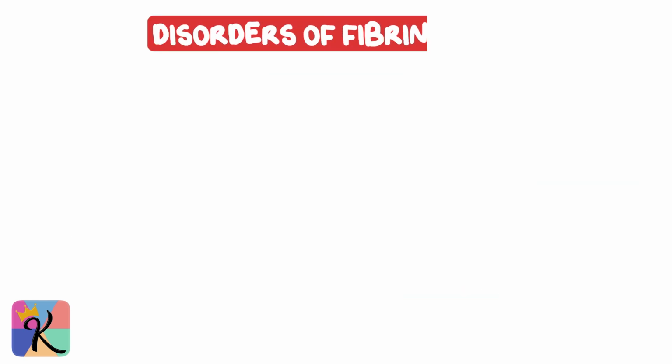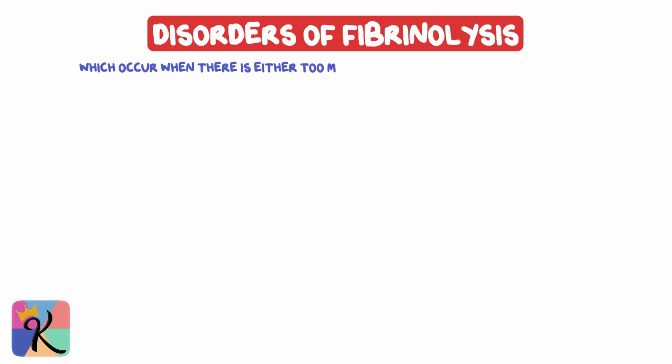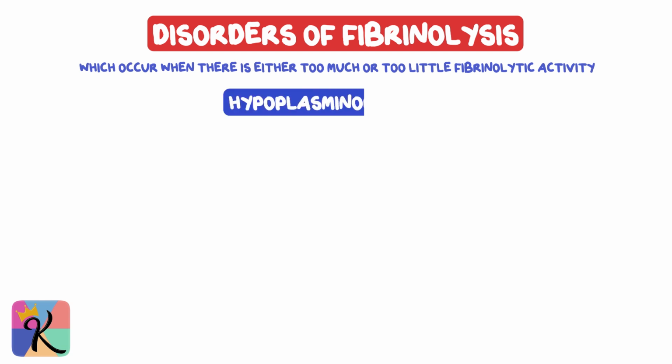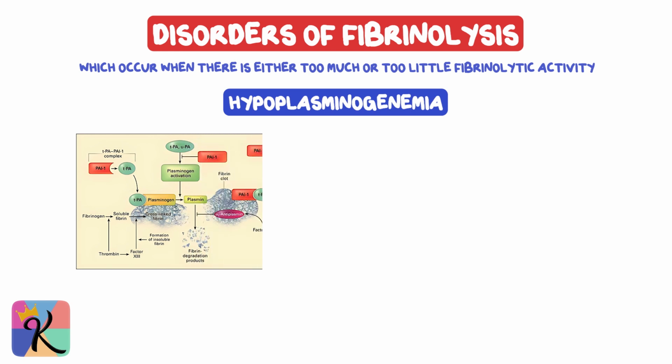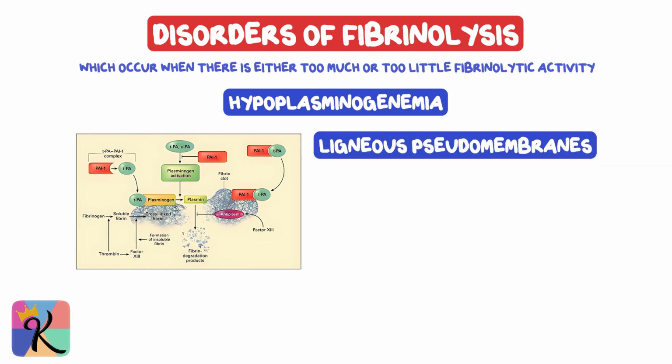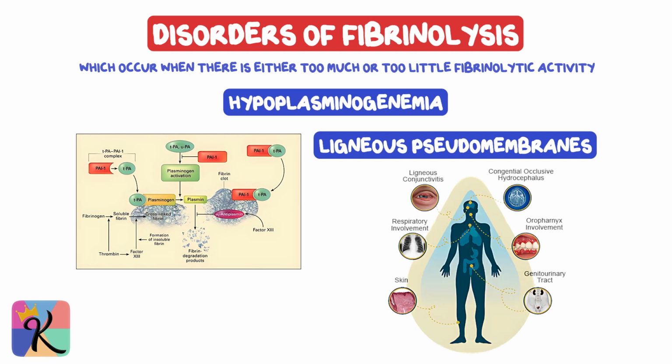Now, let's dive into disorders of fibrinolysis, which occur when there is either too much or too little fibrinolytic activity. One example of a fibrinolytic disorder is hypoplasminogenemia, a rare inherited condition characterized by abnormally low levels of plasminogen. This deficiency leads to reduced formation of plasmin, impairing the body's ability to break down fibrin clots effectively. As a result, fibrin accumulates in various tissues, leading to the formation of thick, wood-like growths known as ligneous pseudomembranes. These typically appear on mucous membranes, such as the conjunctiva of the eyes, but can also affect the skin, gastrointestinal tract, and other organs.